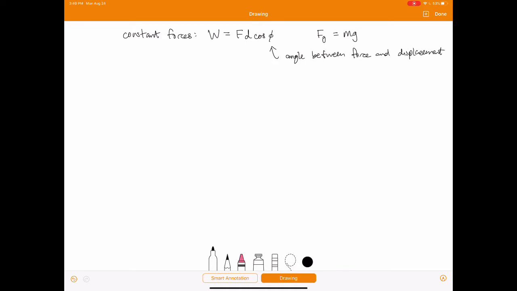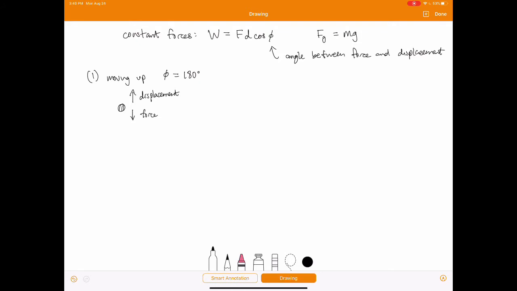Okay, so for the first part of the motion, when we're moving up, let's actually draw the ball moving up. Okay, so its displacement is this way, but the force is down. So it's moving up, so the displacement is up, but the force of gravity is pulling it down. So what would be the angle between force and displacement? Well, they're exactly opposite each other, so the angle between them is 180.